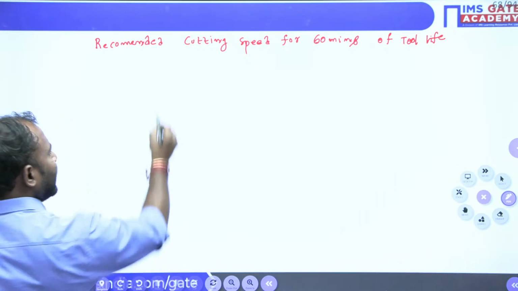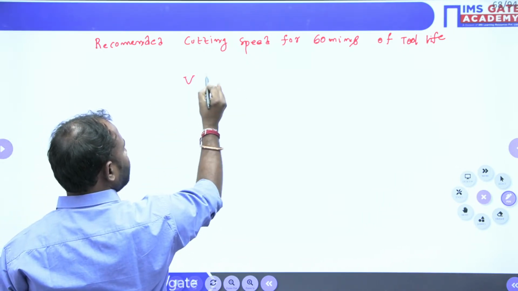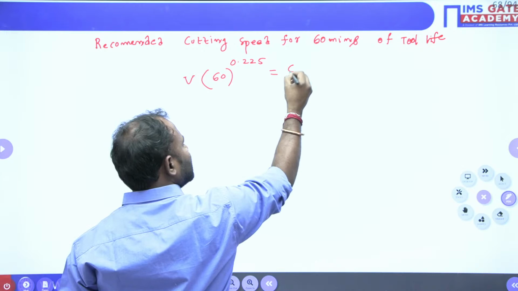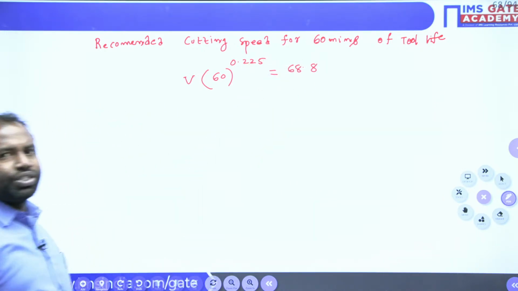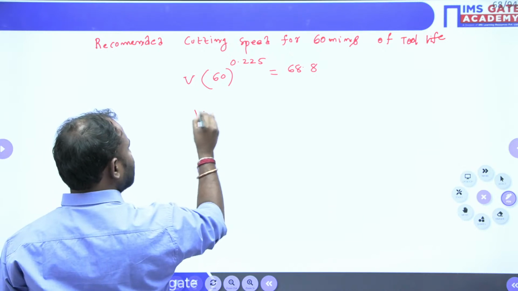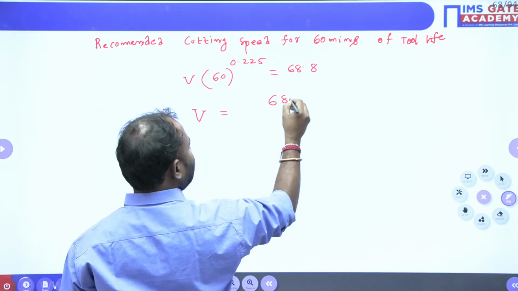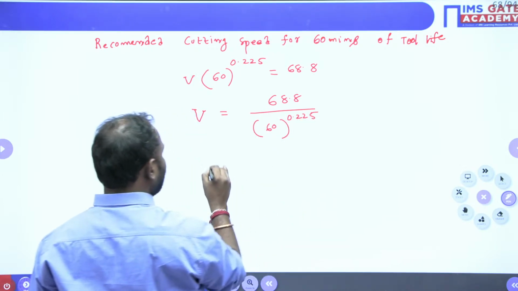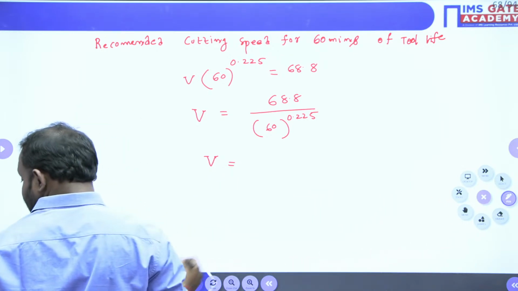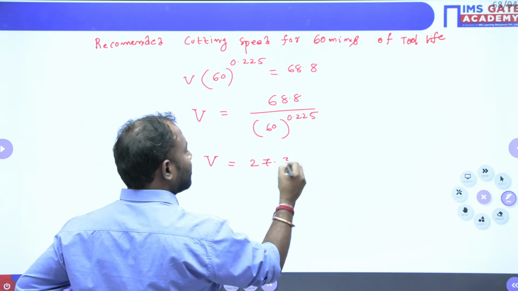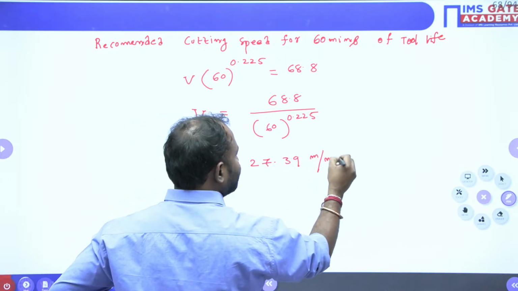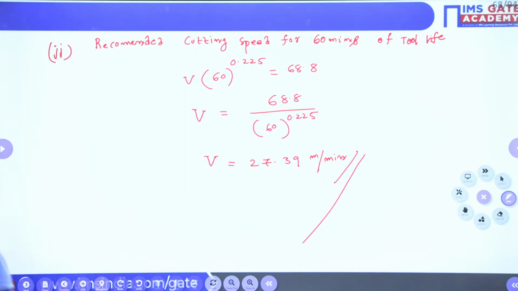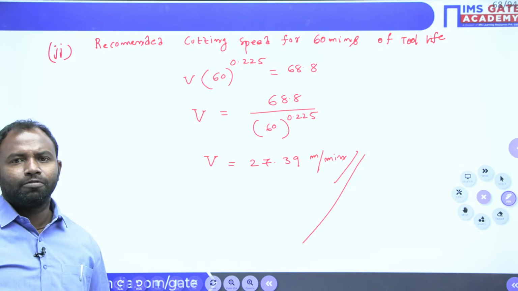For that, V into T, where T is 60 minutes, to the power 0.225 is equal to 68.8. N and C are constants. From there you calculate V. So V is equal to 68.8 divided by 60 power 0.225. Now V you are going to get as 27.39 meters per minute. Like that you are supposed to solve your question. Hope you understand the question and solution as well.